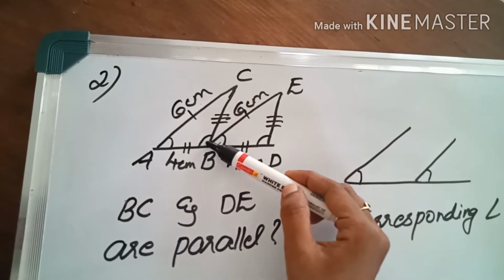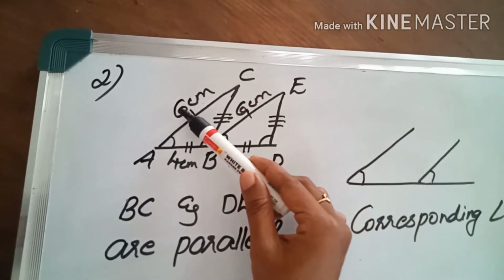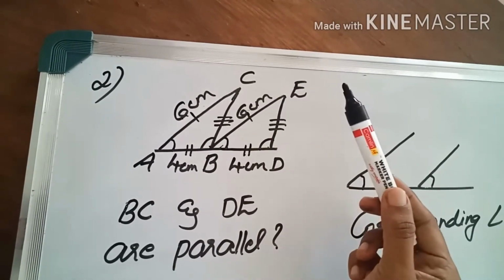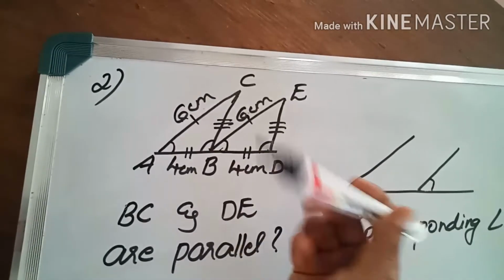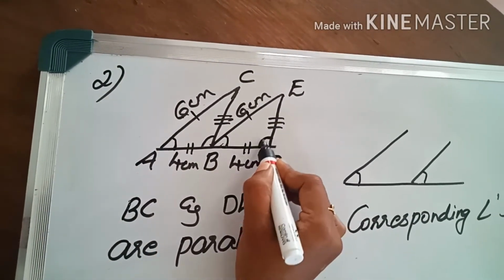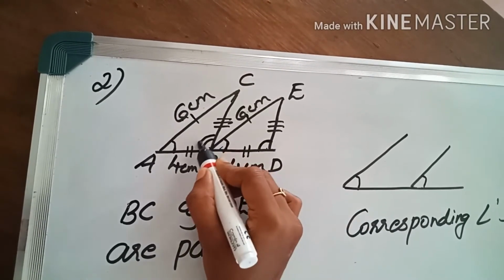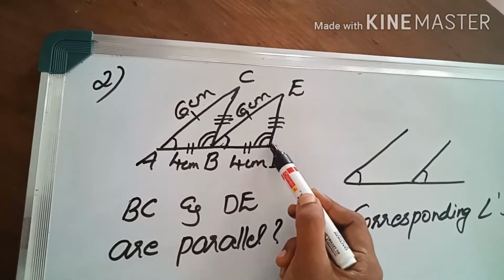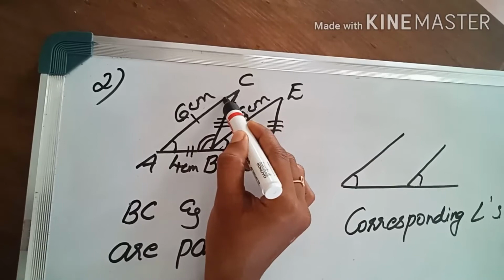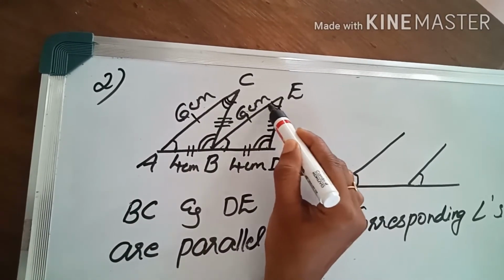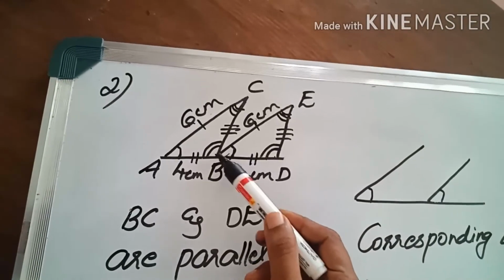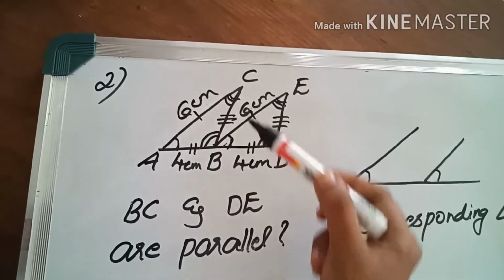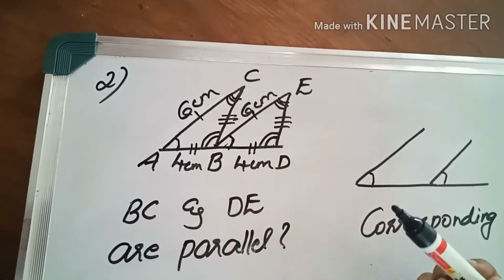Angle B here. What is angle B's opposite side? 6 centimeter. Angle D's opposite side is also 6 centimeter. So what can we say? Since the angles are equal, already we got the first angle as equal. Now this is the second angle: 6 centimeter opposite side and 6 centimeter opposite side. Now the 4 centimeter opposite side is angle C. This is the third angle, and here this one is angle E. So since angle B and angle D are equal and AD is the common side, we can say that this BC and this DE are parallel.